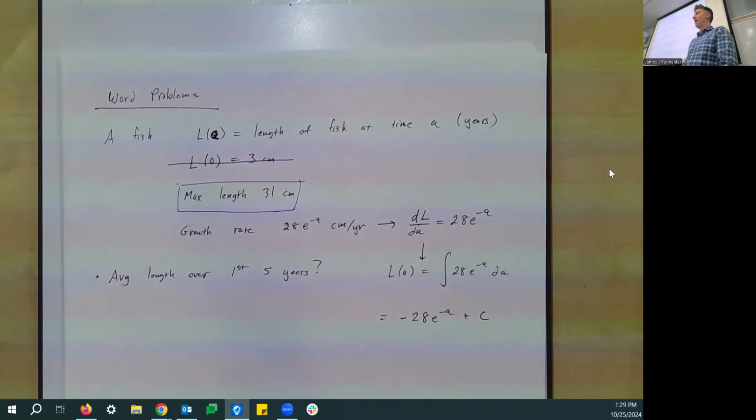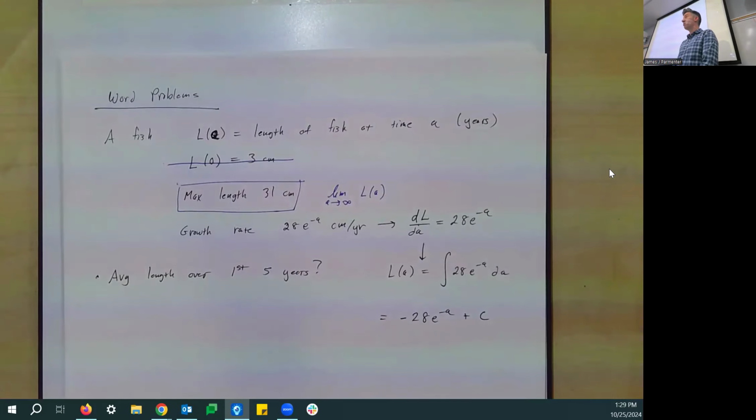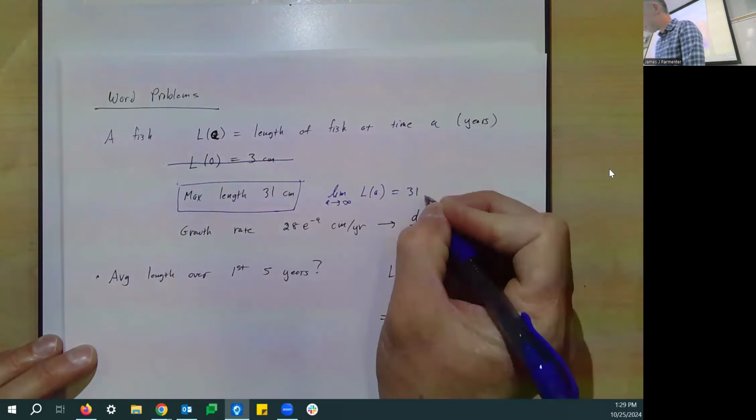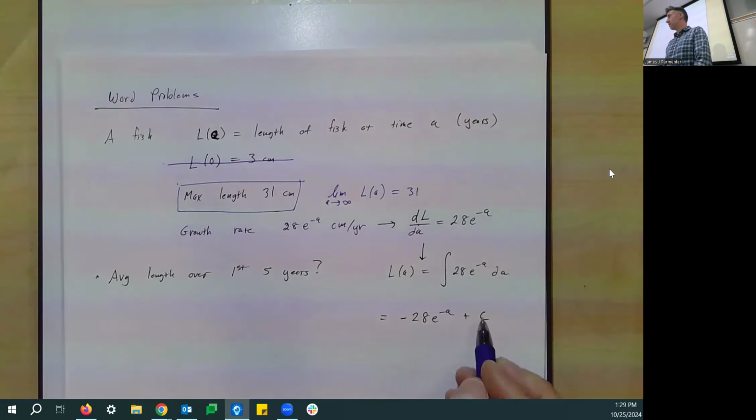What does that mean mathematically? The maximum length of this fish is 31 centimeters. Well, it means as time goes on and on, assuming the fish, it's kind of silly, but we're assuming the fish lived forever. If you took the limit as a goes to infinity of your function, it should equal what? The maximum possible length. So we can use that piece of information to find the constant c here.